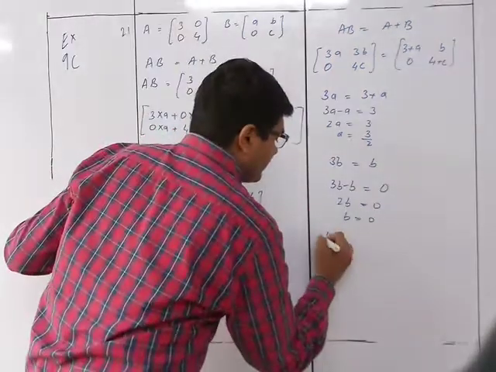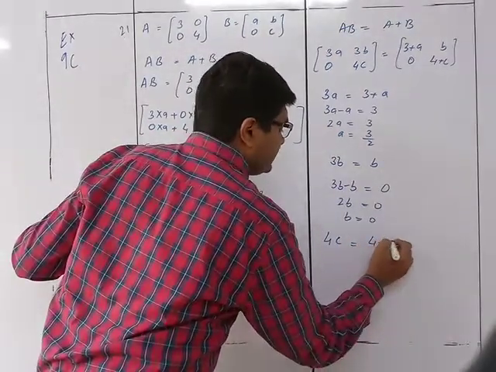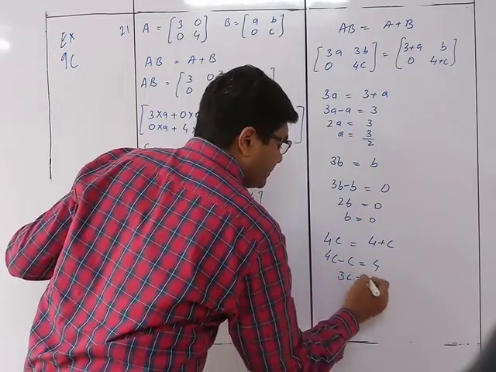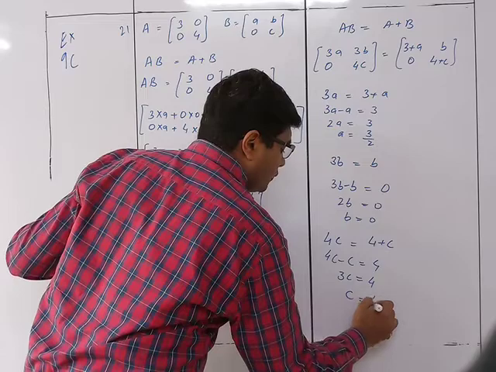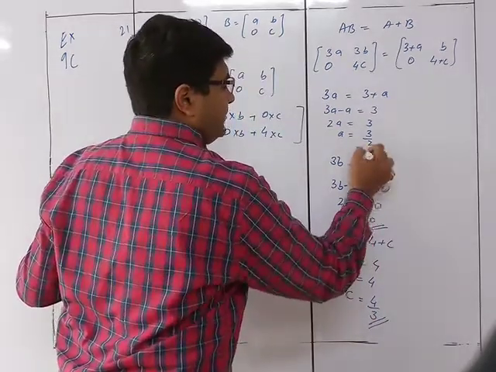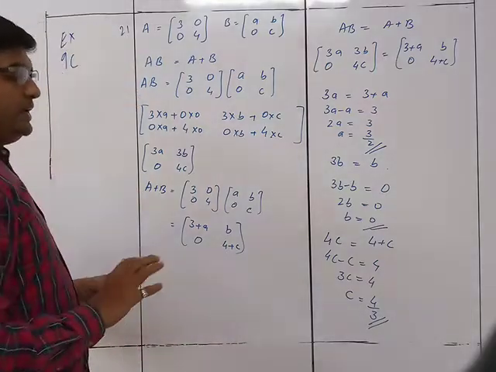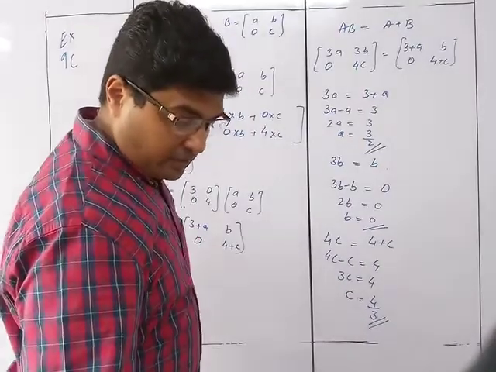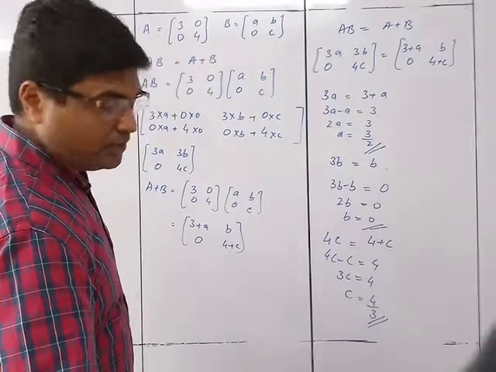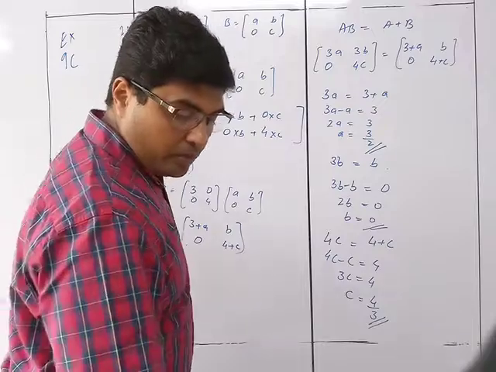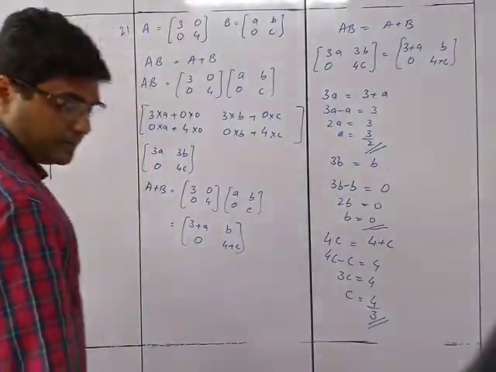The next one is 4c is equal to 4 plus c. So 4c minus c is equal to 4. 3c is equal to 4. C is equal to 4 upon 3. That gives me the three answers: a is equal to 3 upon 2, b is equal to 0 and c is equal to 4 upon 3. That was sum number 21. Now we move on to sum number 23.